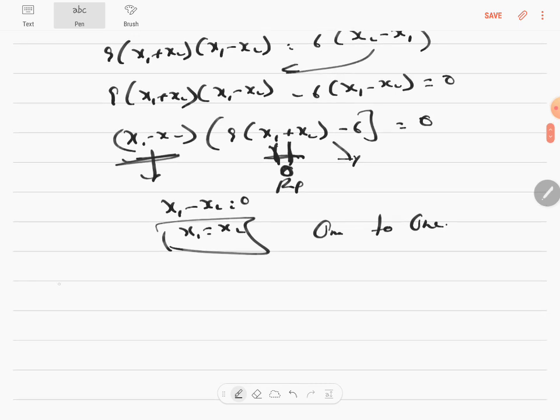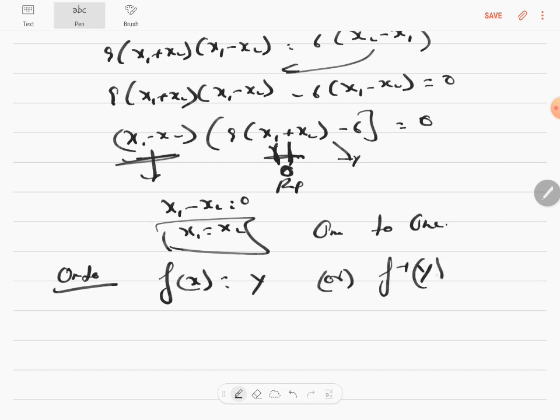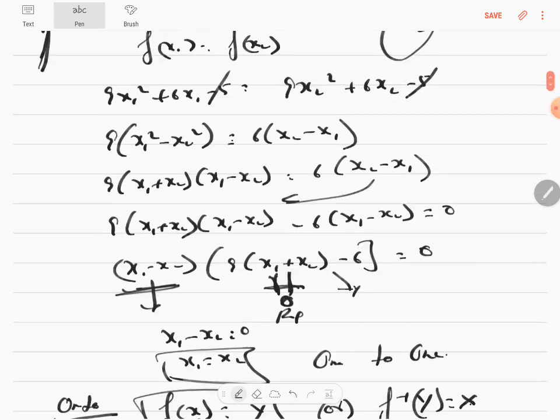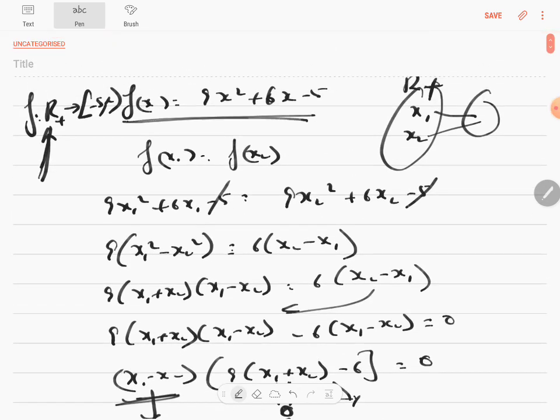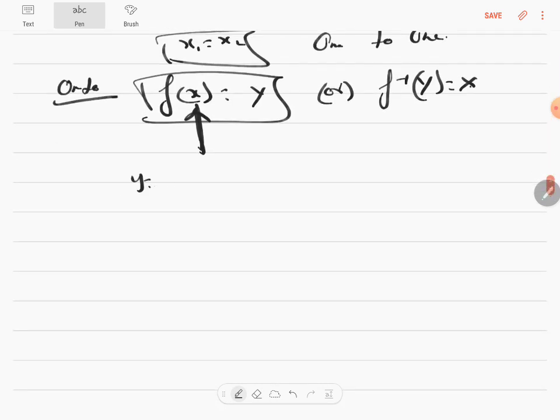And to prove it's onto, how to prove it? I've told you the condition for onto is either f(x) = y or f inverse of y = x. Proving just one of these is enough. What does x stand for? This itself is y. So y = 9x² + 6x - 5, and you have to find x from here. You are not able to club x and take it out, not able to consolidate x normally.